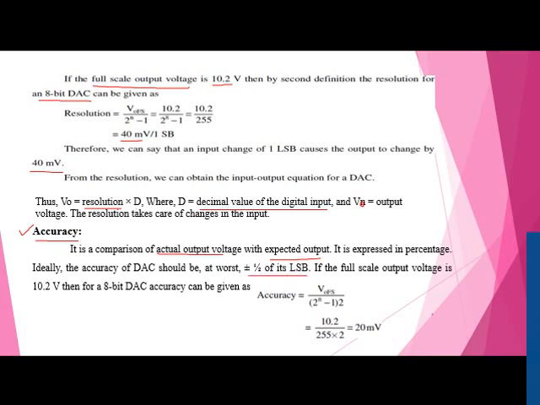If the full scale output voltage is 10.2 volt, then for an 8-bit DAC, how much will the accuracy come to? It is equal to the full scale output voltage divided by 2 raised to n, then divided by 2, that is 10.2 divided by 256 into 2, and the accuracy will come to about 20 millivolt.